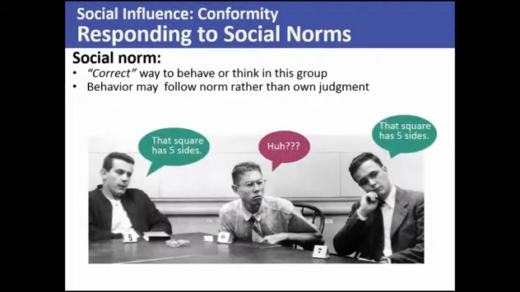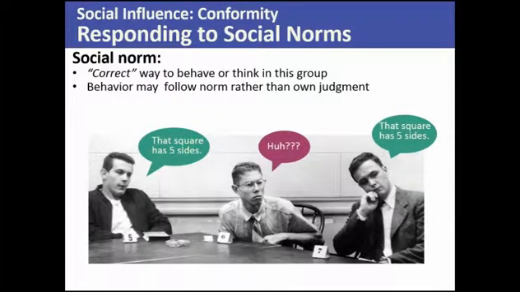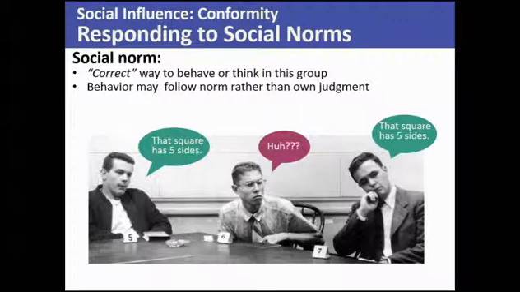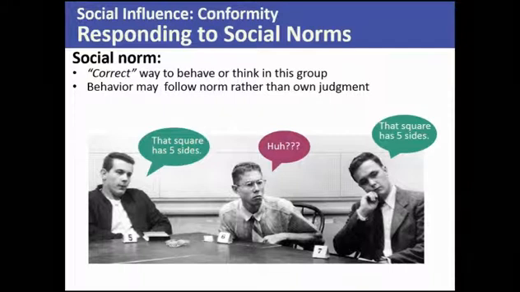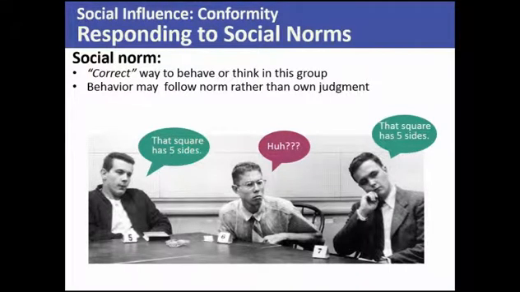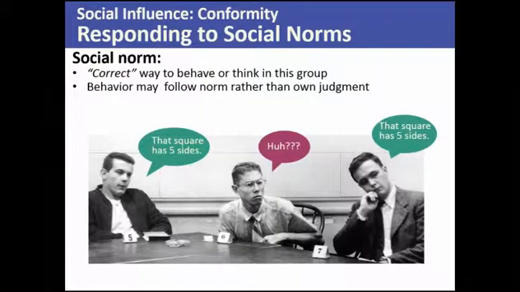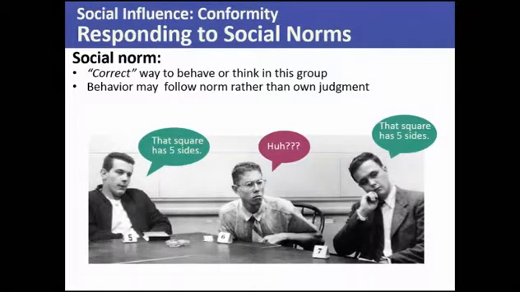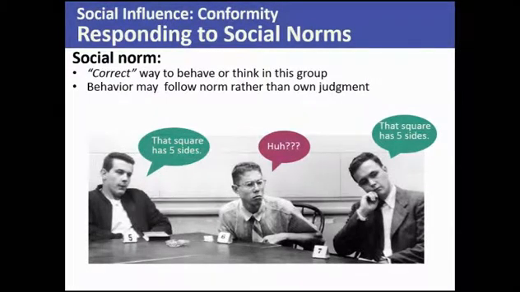Well, here's an experiment where the guys with the green bubbles are Confederates. They're part of the experiment, and they've been told what answers to give. The guy with the purple bubble is an actual participant. They're being shown a square, and the Confederates have been told to say that the geometric shape has 5 sides. There were 6 Confederates and 1 participant.